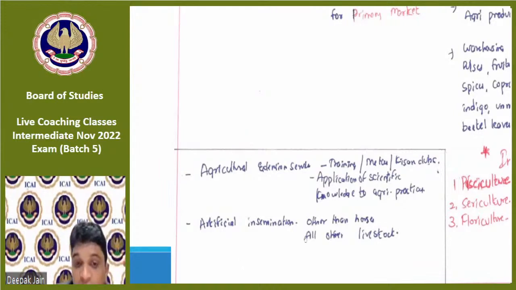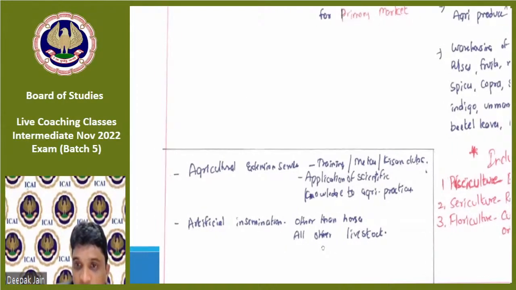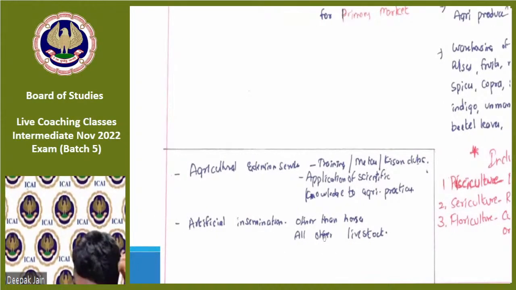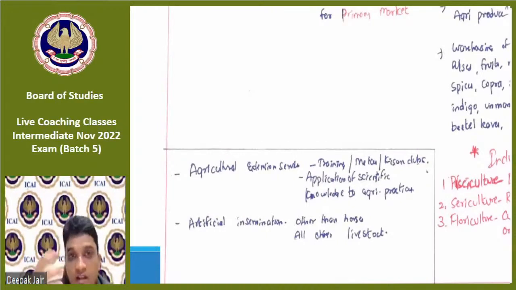Then artificial insemination of all livestock other than horses. Like when you want growth of animals, then you do artificial insemination, or the insemination between one grade of animal to another grade of animal.